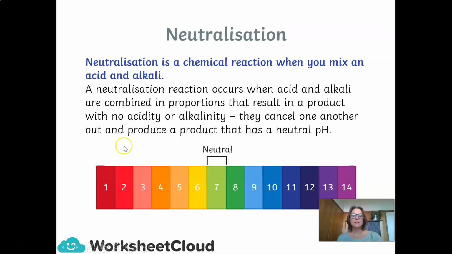A neutralization reaction occurs when an acid and an alkali are combined in proper proportions that result in a product with no acidity or alkalinity. They cancel one another out and produce a product that has a neutral pH over here. Perfect neutral pH of your pool would be about 7.2, and that's your homework for this week.